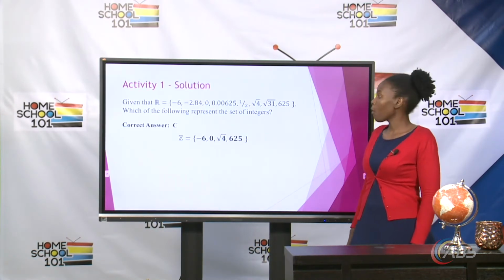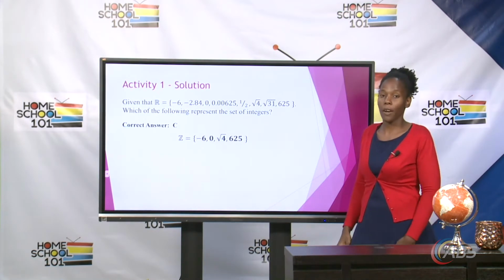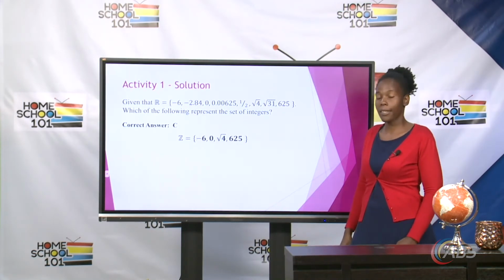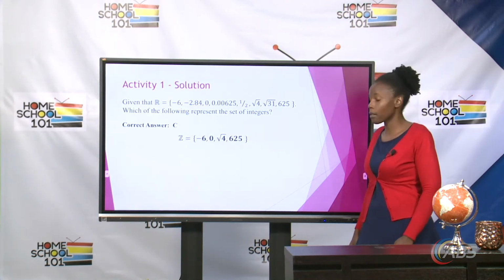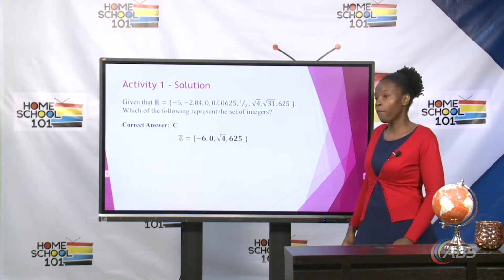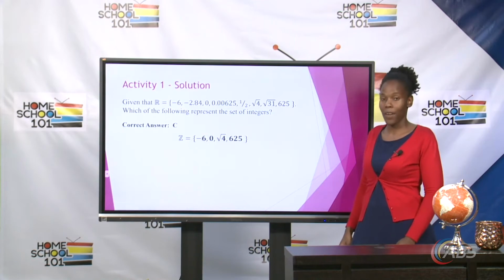Right. So from the sets given, the correct answer is C. The set Z is equal to the set containing the elements -6, 0, the square root of 4, and 625.